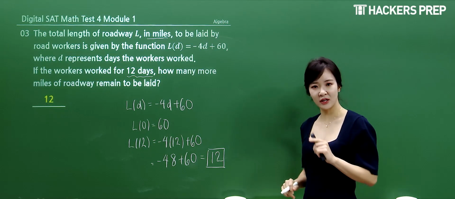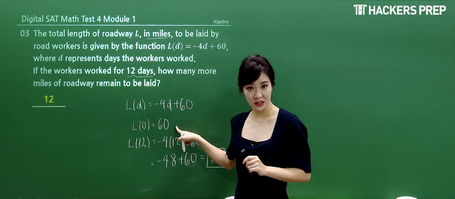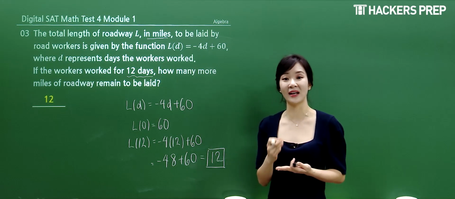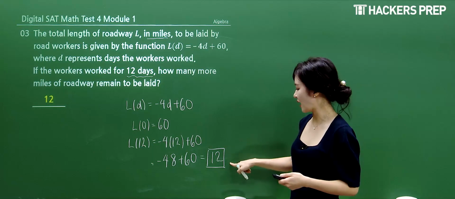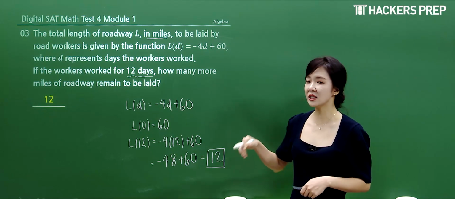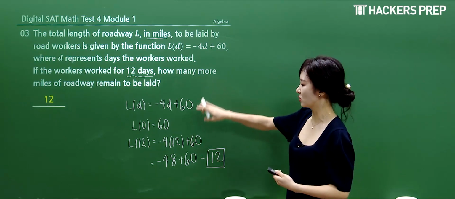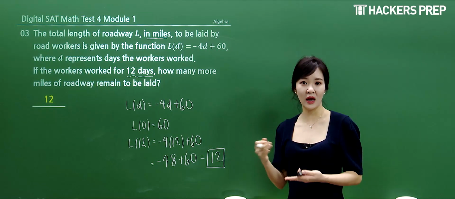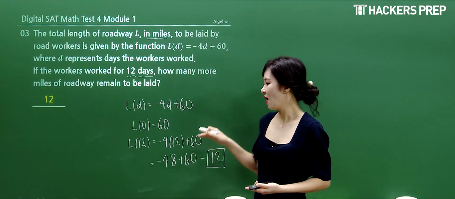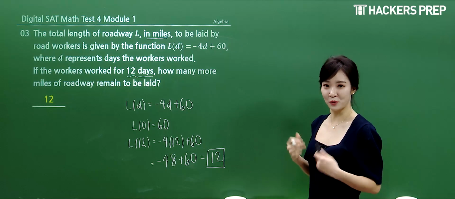But again, this is a very interesting fact, so let's think about this for a second. We started with L of 0, which is 60. So at the starting point, they had 60 miles to be laid. And then at day 12, they had 12 miles remaining. So as you can see, every day adds to the work done. Every day, L of 1, L of 2, L of 3, L of 4, is going to keep decreasing the number of miles the roadway workers have to work on.